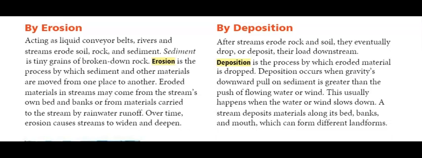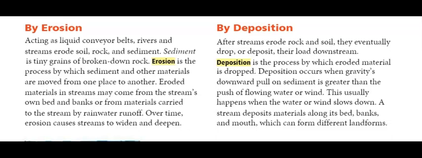By erosion. Acting as liquid conveyor belts, rivers and streams erode soil, rock, and sediment. Sediment is tiny grains of broken down rock. Erosion is the process by which sediment and other materials are moved from one place to another. Eroded materials in streams may come from the stream's own bed and banks, or from materials carried to the stream by rainwater runoff. Over time, erosion causes streams to widen and deepen.